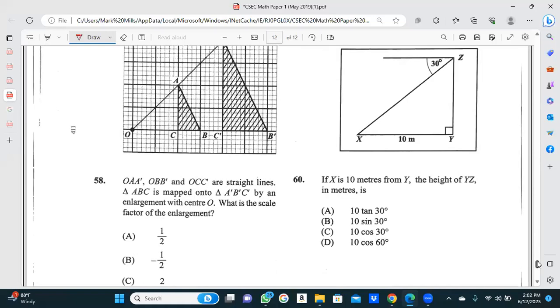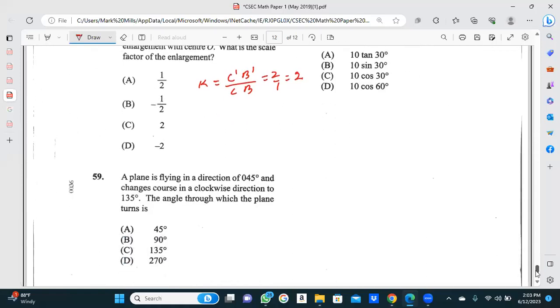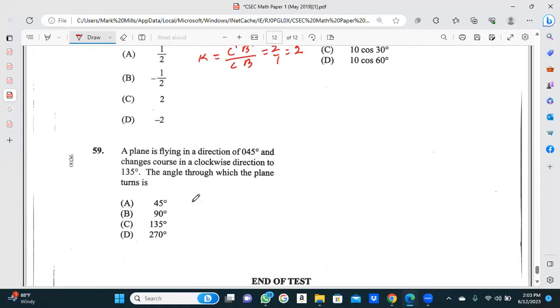All right, we know this one already. So this one is +2. K is equal to C prime over B prime, which is 2 over 1, which is 2. Divided by 2. All right. Number 59, B.